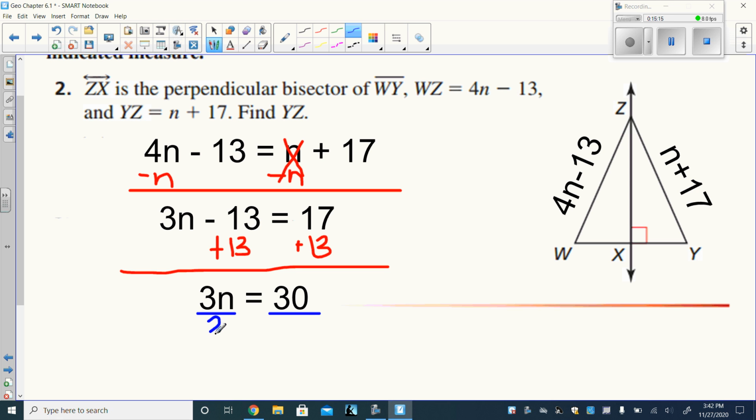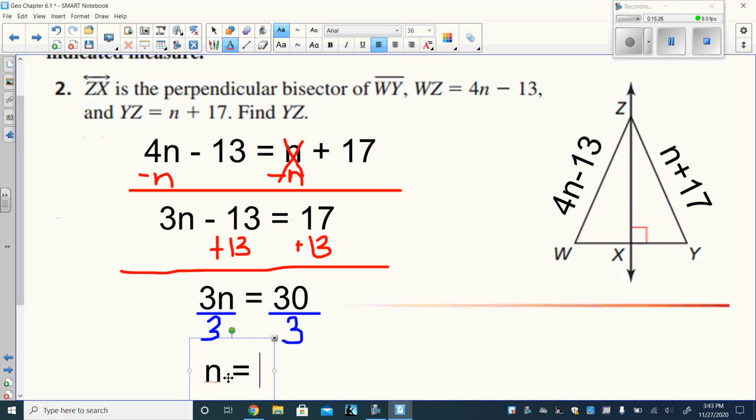The last thing we need to do is divide both sides by 3, because when we divide both sides by 3, 3n divided by 3 will give me n equals, well, 30 divided by 3 would be 10. So the value of n in this case is 10.